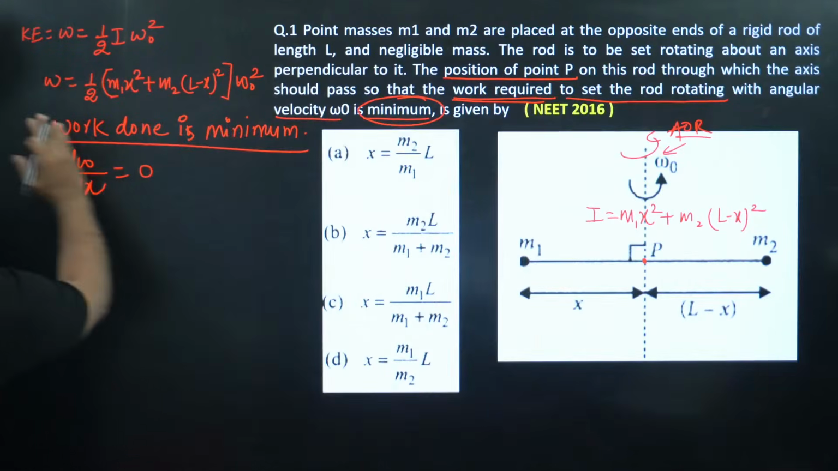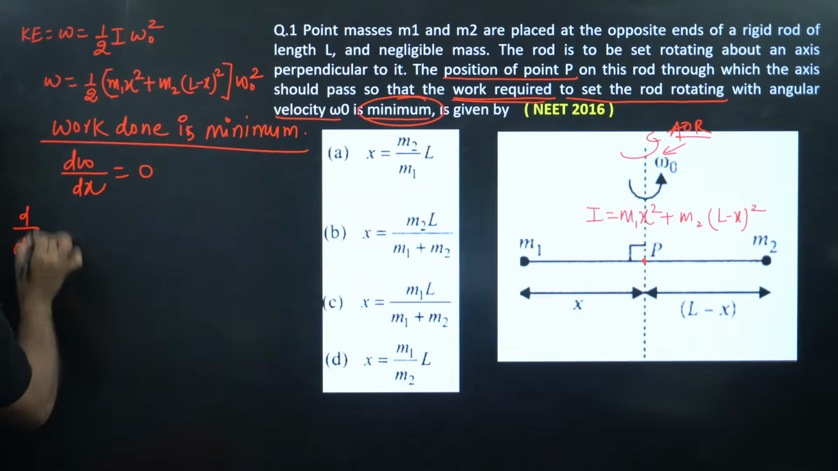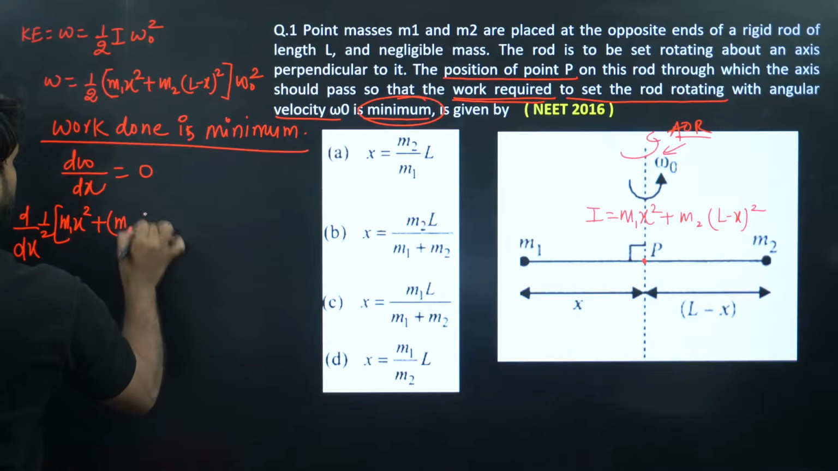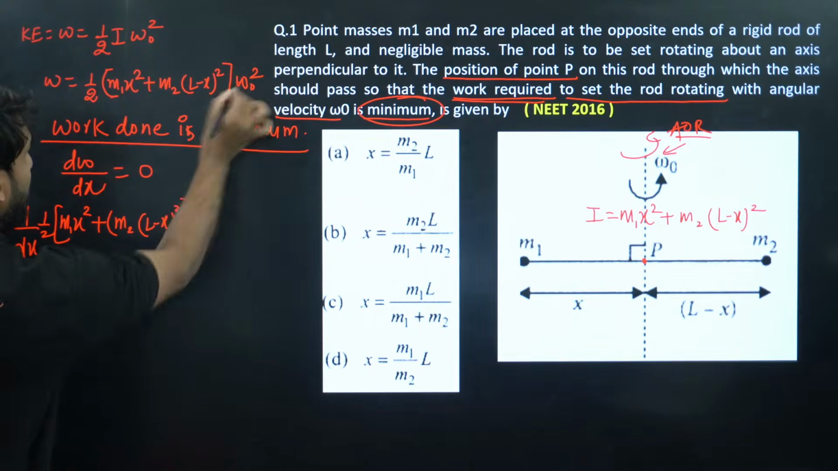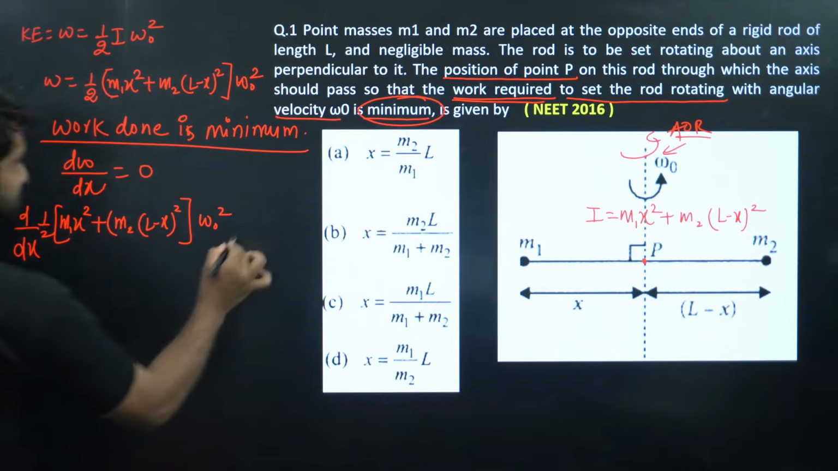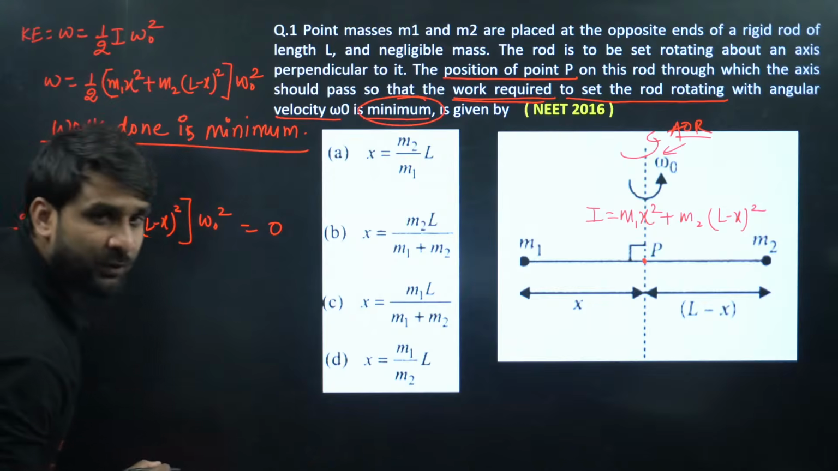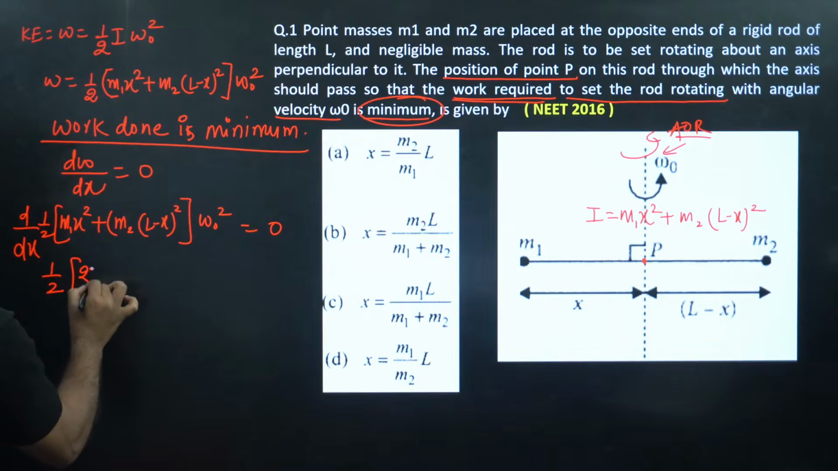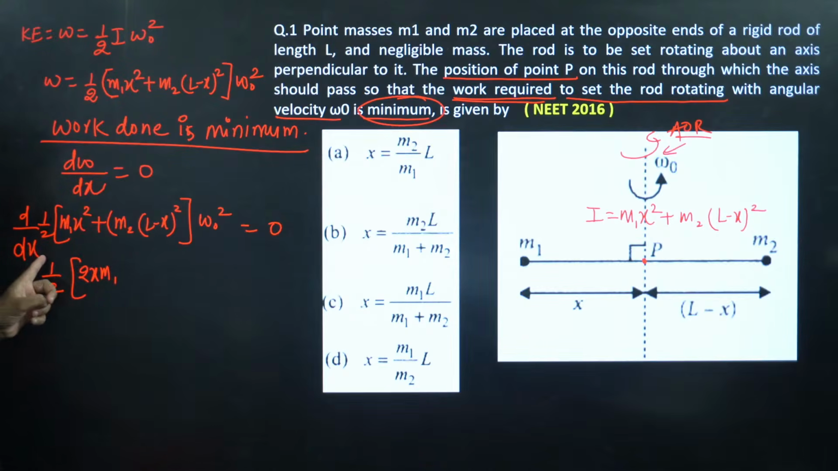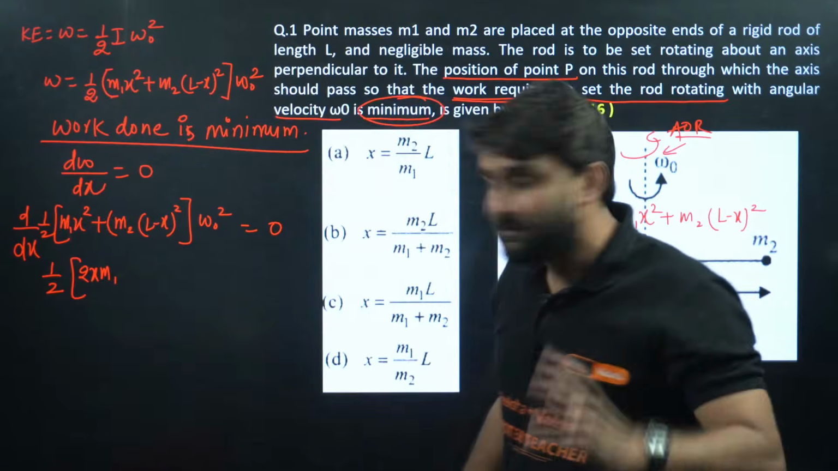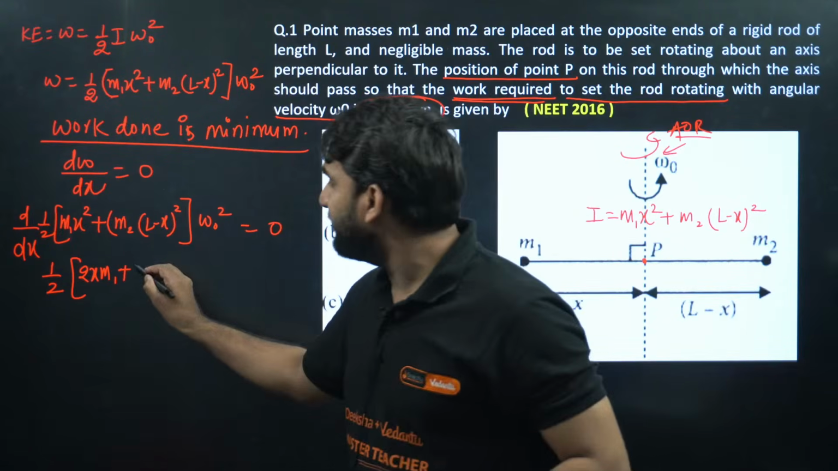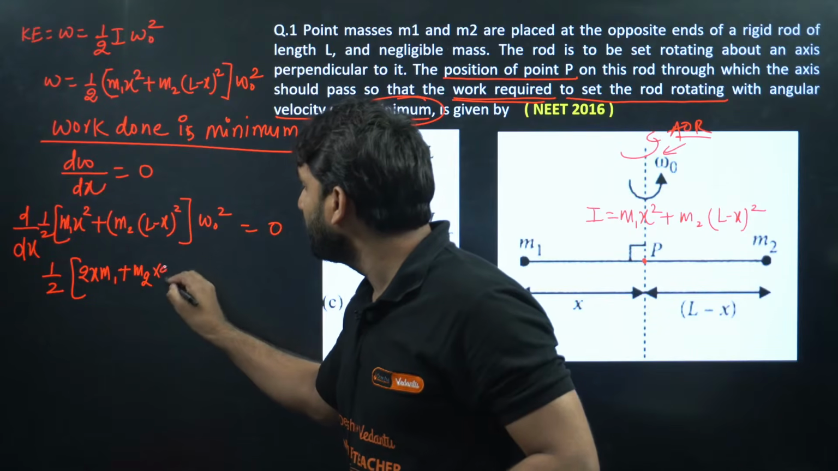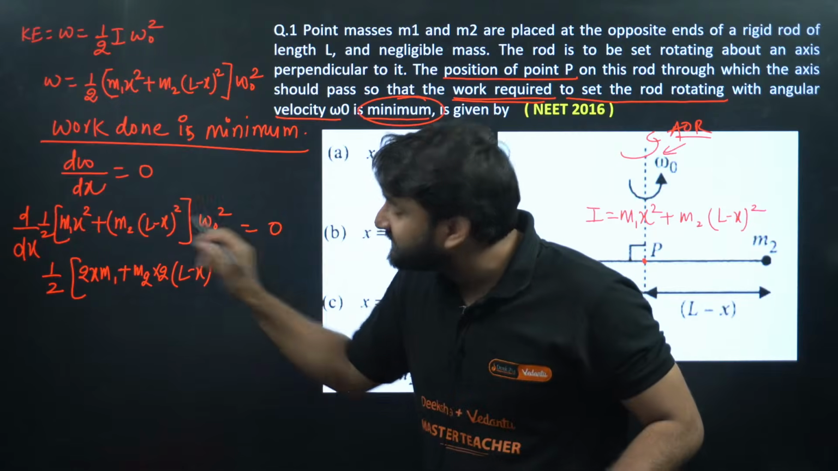So just differentiate it. If we differentiate this whole function, d by dx of half, times M1 x square plus M2 into L minus x whole square, times omega naught whole square. Can you find it, my dear champion? 1 by 2 is a constant, so that will directly come out. If we differentiate M1 x square, this will become 2x M1, since the differentiation of x square with respect to x is 2x. Now plus M2, and the differentiation of the whole bracket, L minus x, will be 2 into L minus x, and the differentiation of minus x will also go.